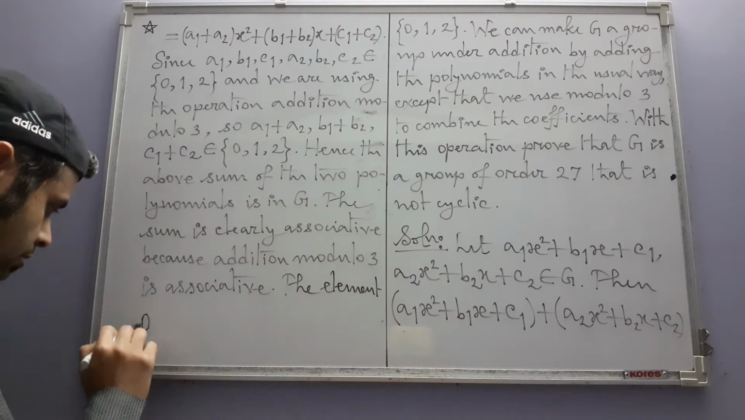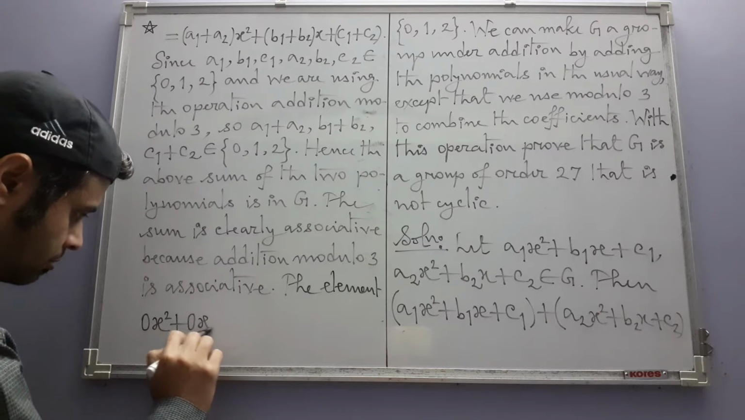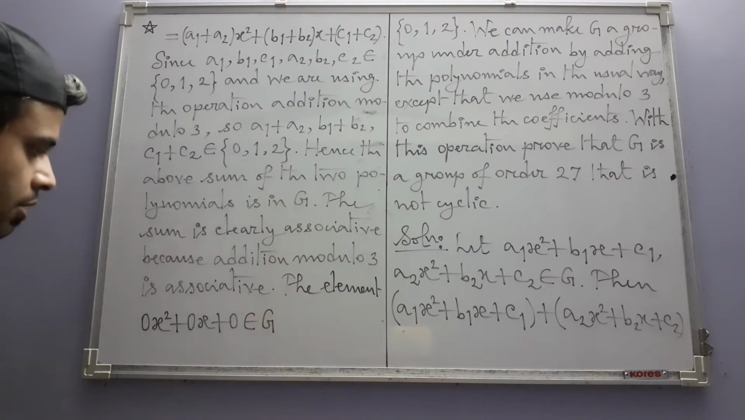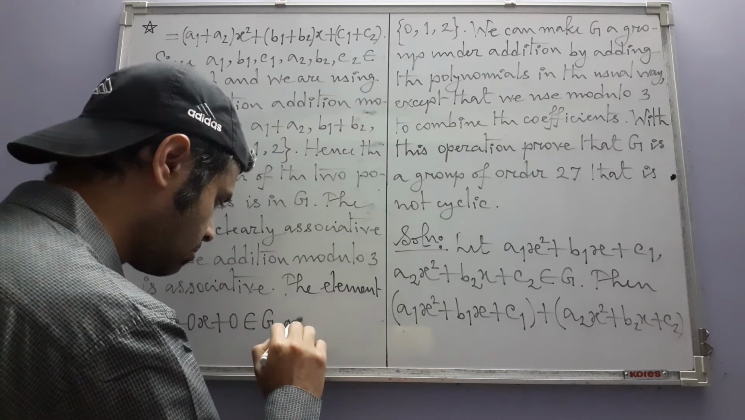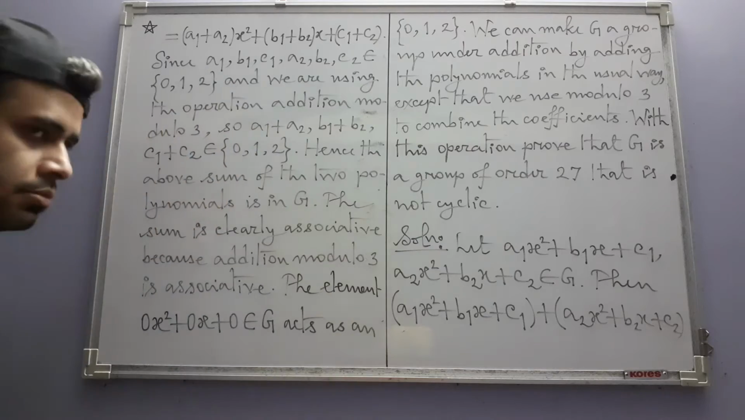The element 0x square plus 0x plus 0 belonging to G acts as an identity, obviously.